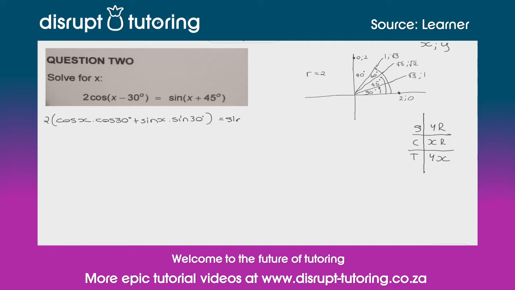So that'll become sin x times cos 45 plus cos x times sin 45.